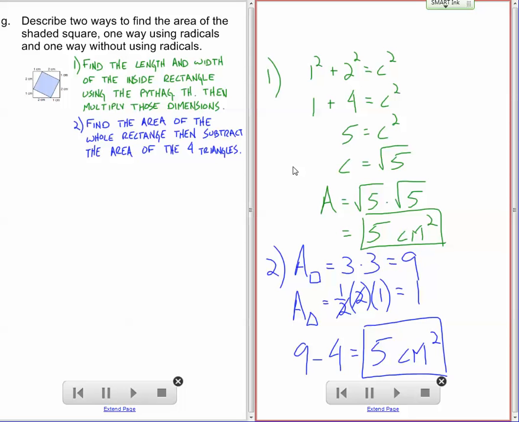So that's all I've got for you today. So we did some simplifying radicals today, some multiplying radicals, and then simplifying. And we did some work with area as well.